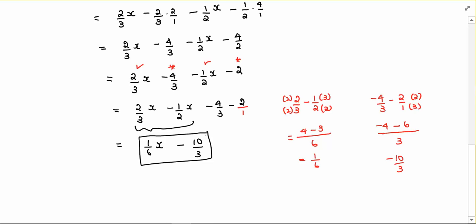Alright, that's it for simplifying expressions.